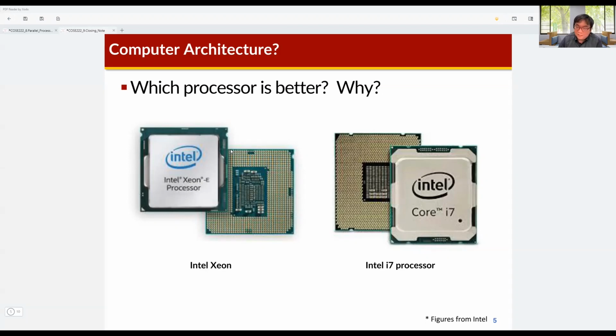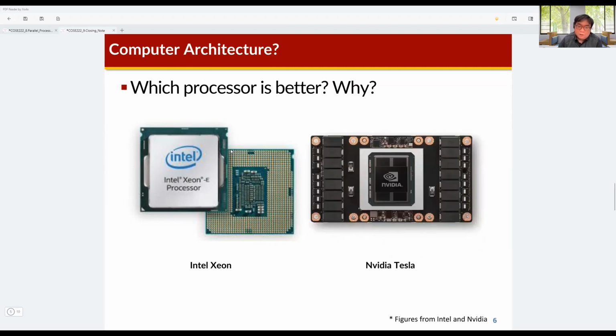How about Intel Xeon and Intel i7, which processor is better? Usually Xeon has more cores, like parallel processors, but if we just compare the performance of a single-thread application, like a sequential application, then the performance can be very similar. Usually if the i7 has a higher clock rate, then single-thread performance can be higher on the i7, because the Intel Xeon processor is designed for server computer systems, which are designed for supporting many users who have many different tasks.